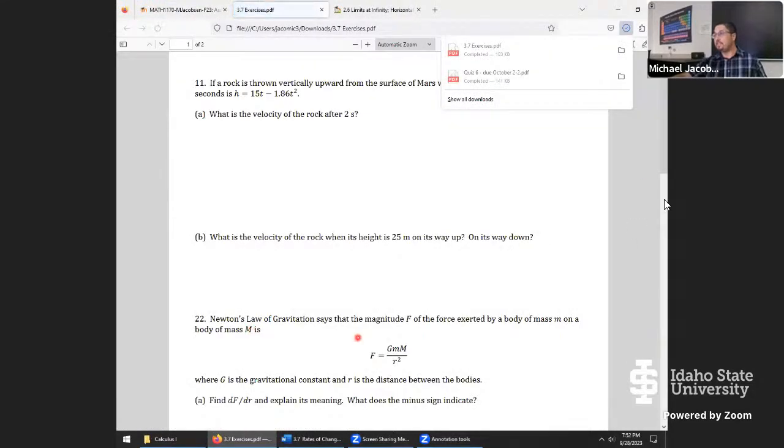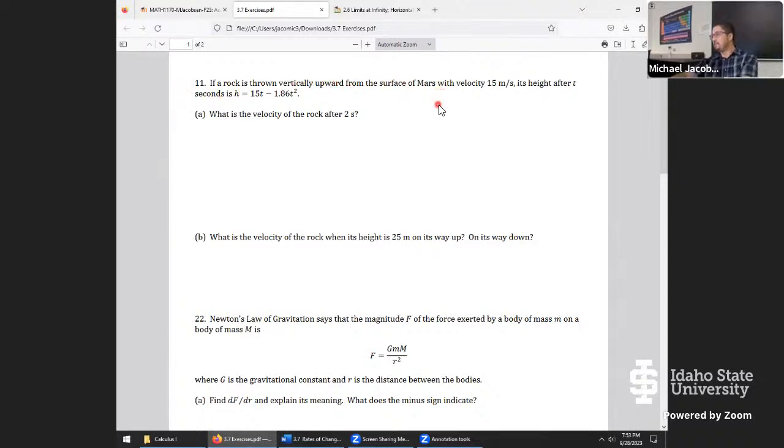And let's take a look at the 3.7 exercises. There's various different kinds of problems on here. And just to give you some help on each one of these, on number 11, it says a rock is thrown vertically upward on the surface of Mars with 15 meters per second. Its height after t seconds is this. What is the velocity after 2 seconds? You're really just differentiating and putting in 2 seconds.